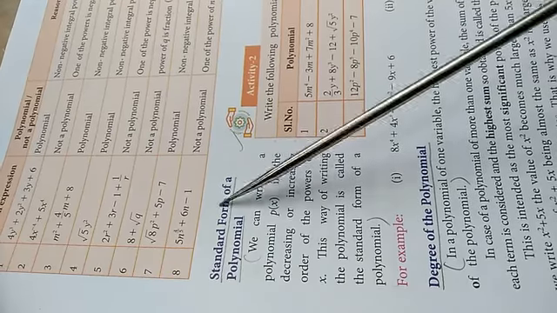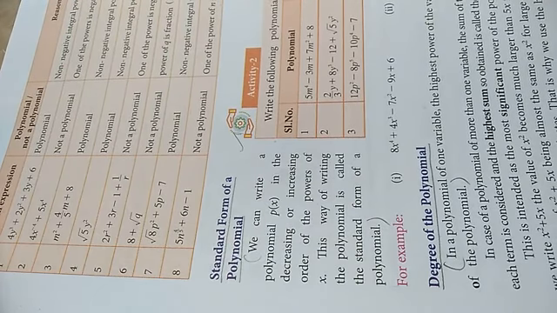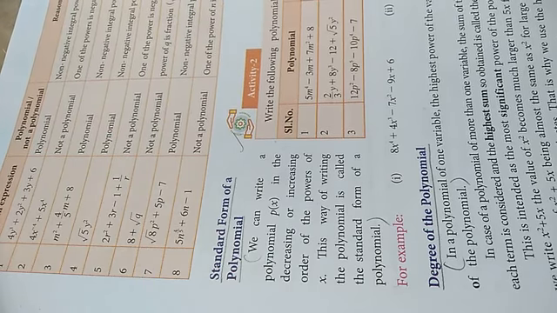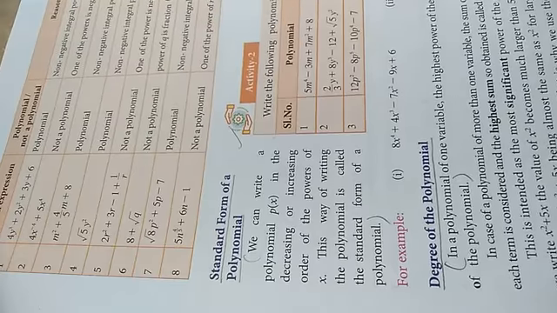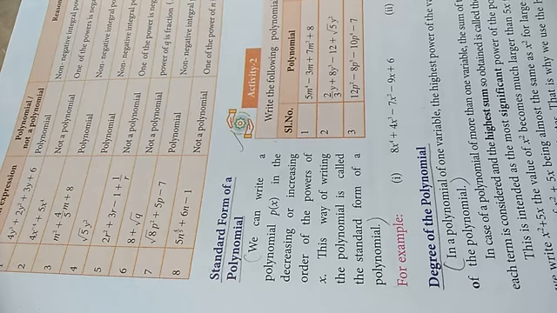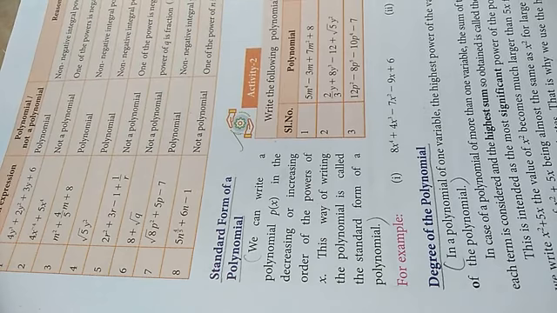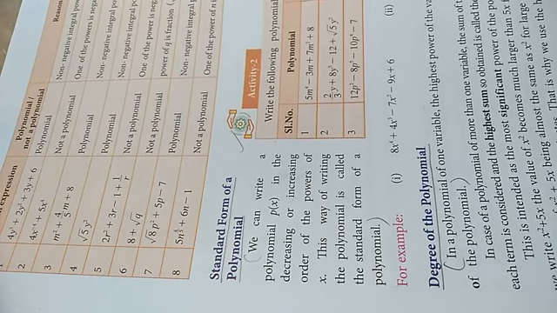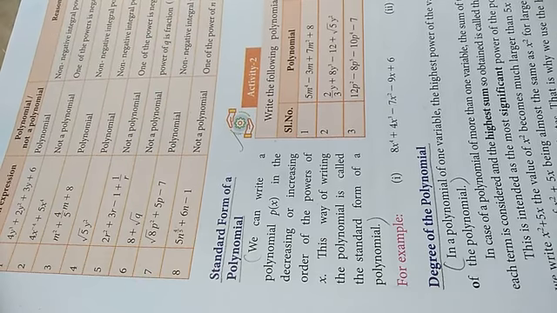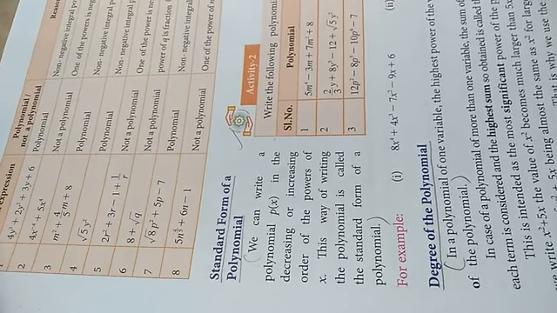Next one is standard form of a polynomial. Standard form of a polynomial in the sense, a polynomial f of x in the increasing or decreasing order of the power of x. This way of writing a polynomial is called the standard form of a polynomial. If a polynomial f of x is given, p of x is given, we should write that polynomial in the ascending order or descending order according to the power of the variables. According to the power of the variables.